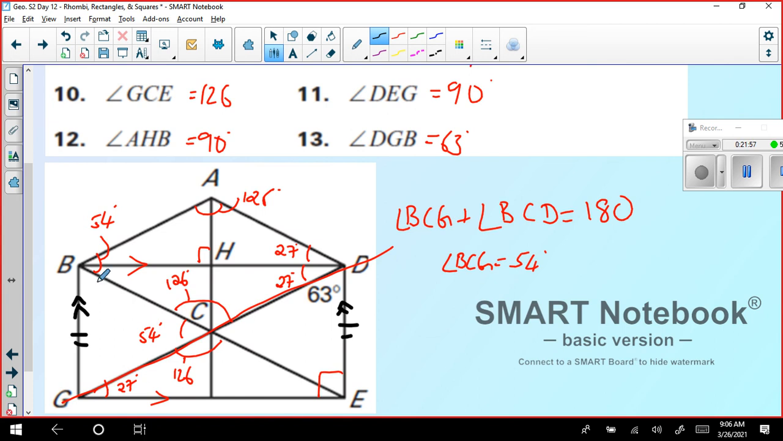And this time this will act as a transversal, and this itself can be taken as transversal, and this is 63 degrees. Okay, that's how we wrote 60. Let's move on to the next slide.